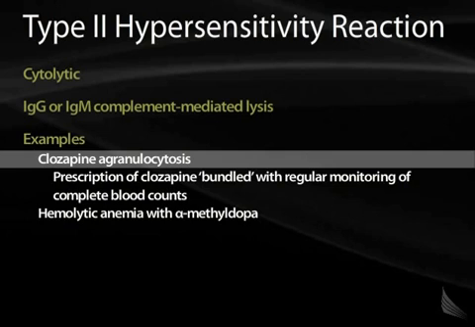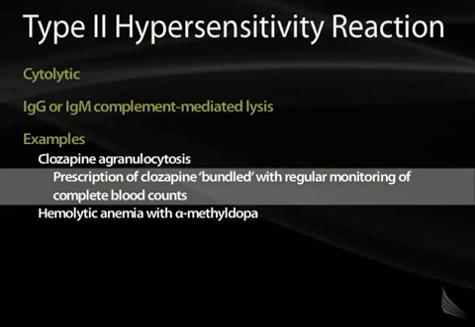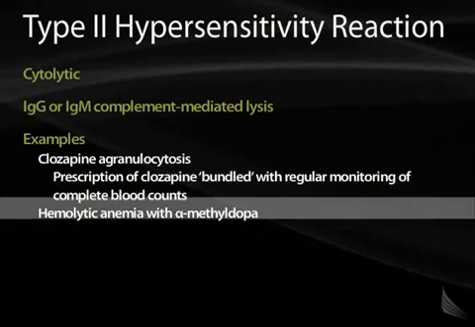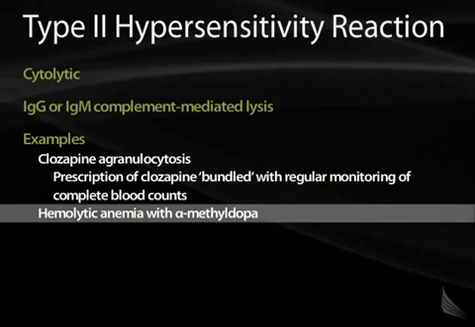This medication, clozapine, causes our body to attack itself, specifically in the bone marrow. This is why patients taking clozapine should have complete blood counts weekly. Another example is hemolytic anemia with the blood pressure medication alpha-methyldopa.